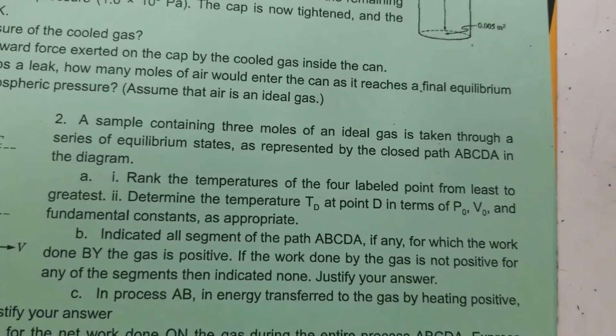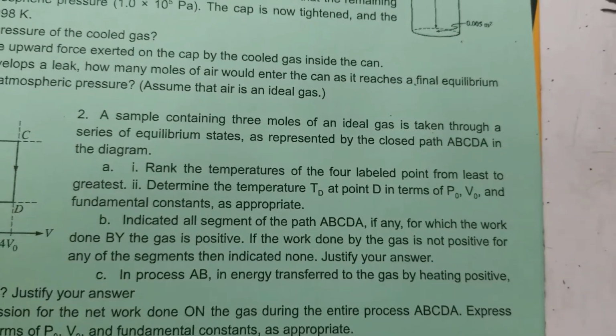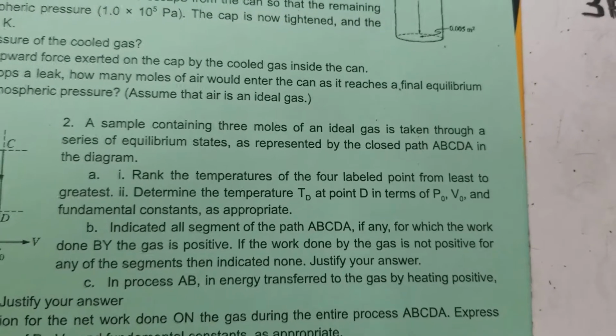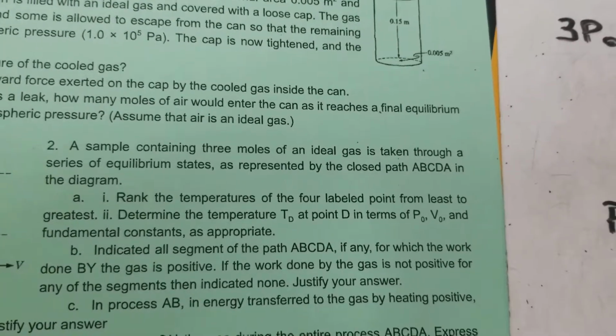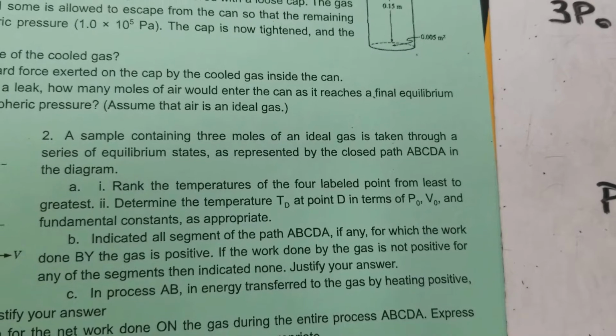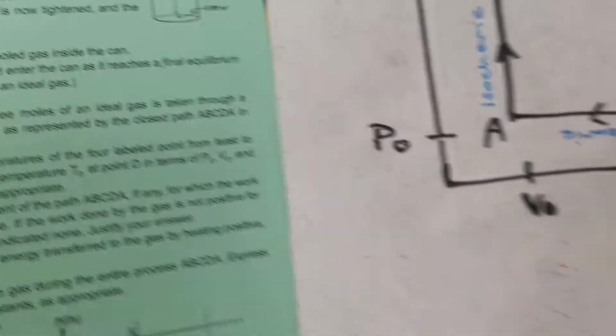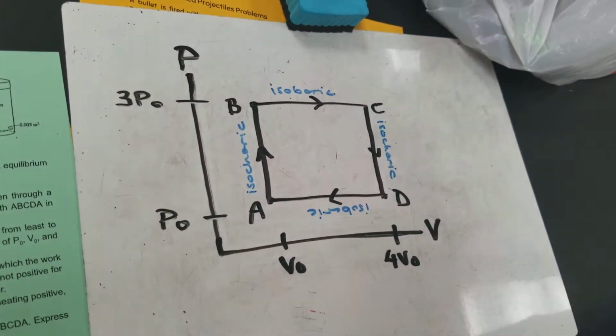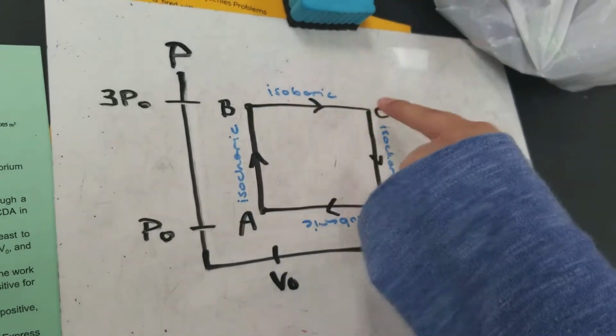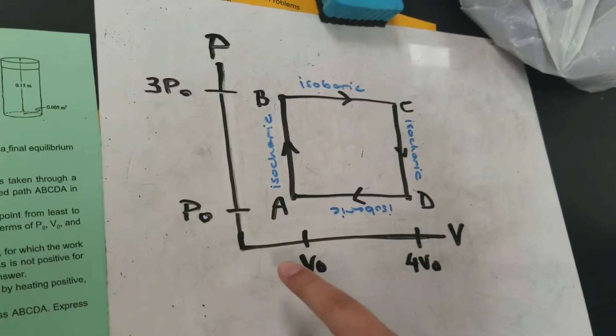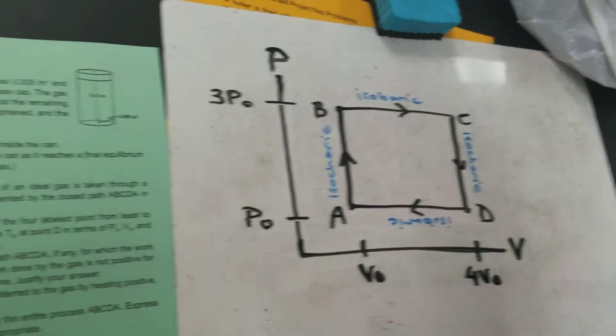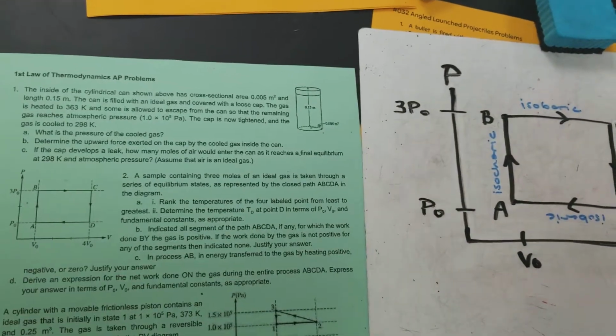Okay, so our question was number 2. You have a sample containing 3 moles of an ideal gas taken through a series of equilibrium states represented by the closed path A, B, C, D, A in the diagram. So that's this graph over here. We kind of blew it up. The gas is going from A to B to C to D to A, making a complete loop. Part A1 asks you to rank the temperatures of the 4 labeled points from least to greatest.